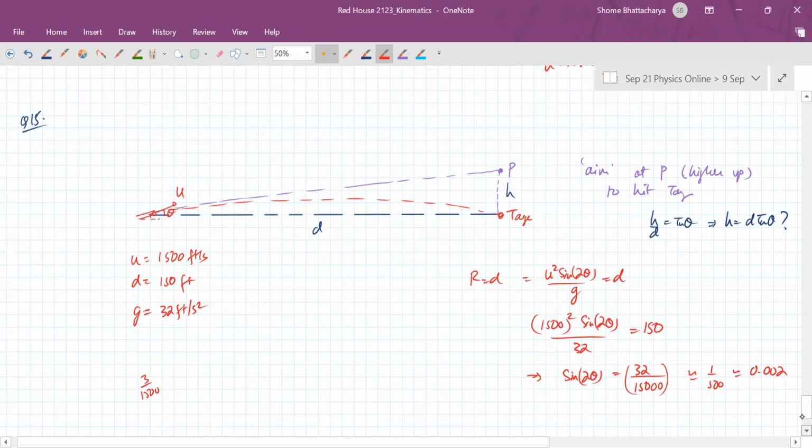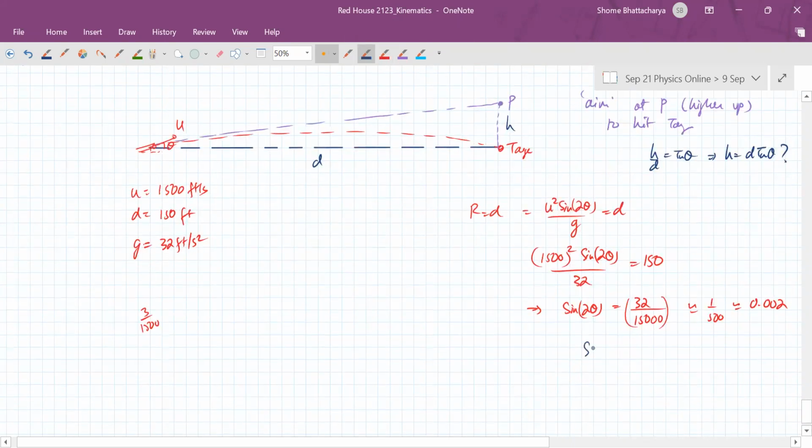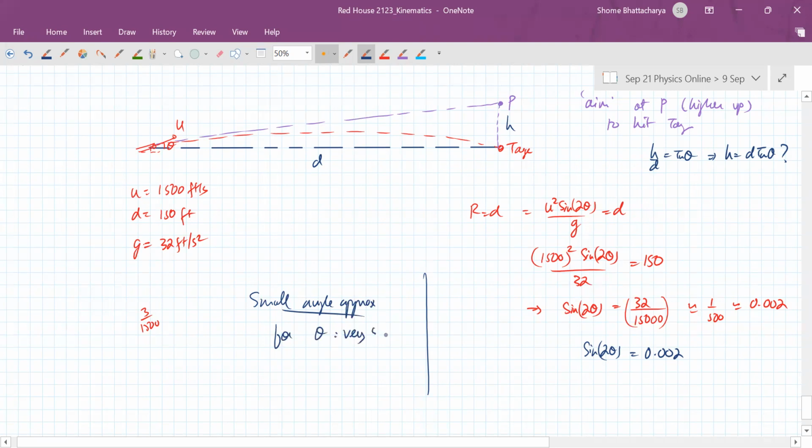So now you can see sine 2 theta is very small. It's a very small value. So you can use the small angle approximations for theta being a very small angle. Sine theta is approximately equal to theta, which is approximately equal to tan theta. So here 2 theta is approximately 0.002. So that means theta is approximately 0.001 radians.